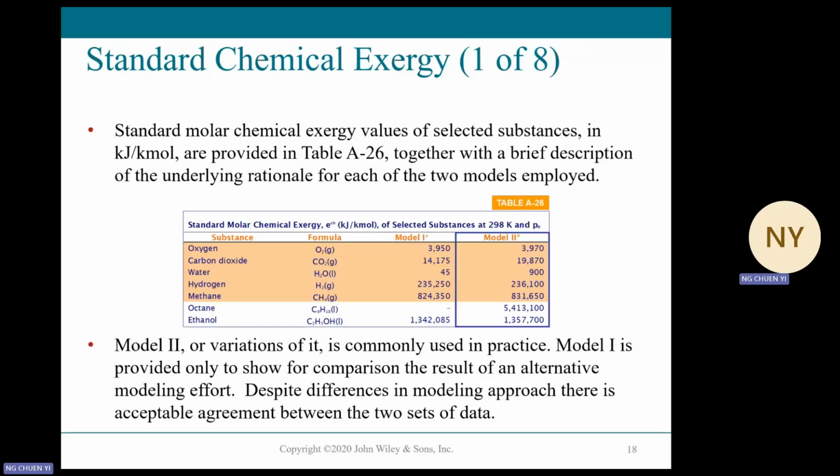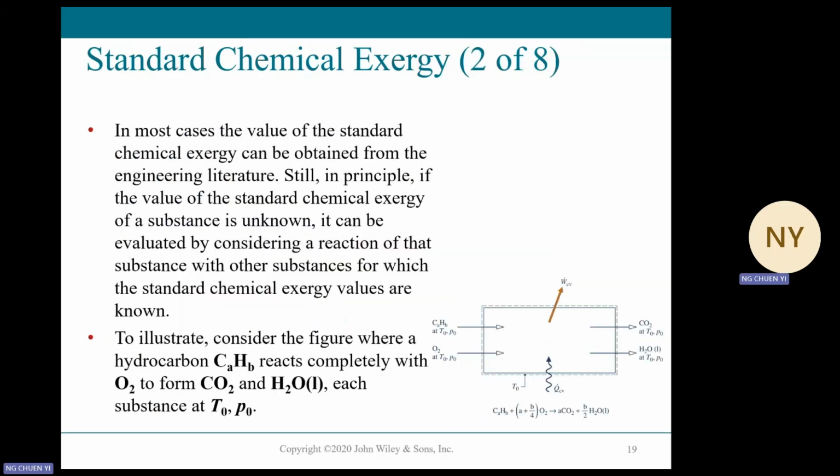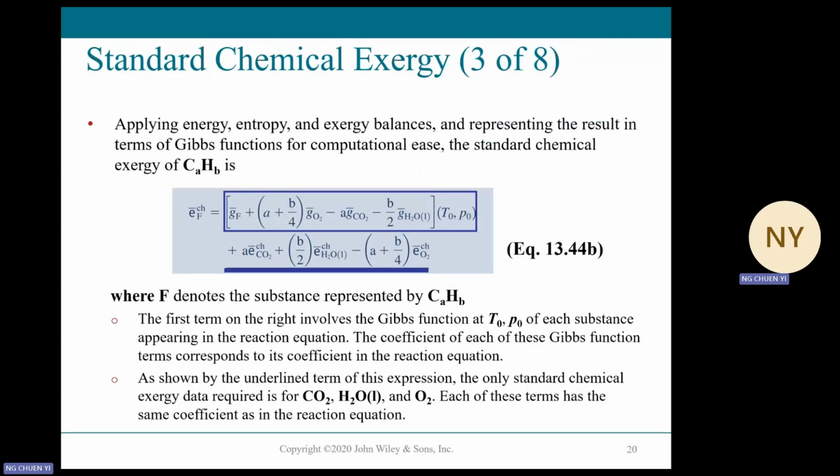So what do we do if we have a fuel whose chemical exergy isn't listed in our standard appendix table? We can calculate it by evaluating a theoretical reversible reaction with basic components from our outside environment. By balancing our properties using the Gibbs function to keep the math easy, we will get our master formula, which is this very long formula.